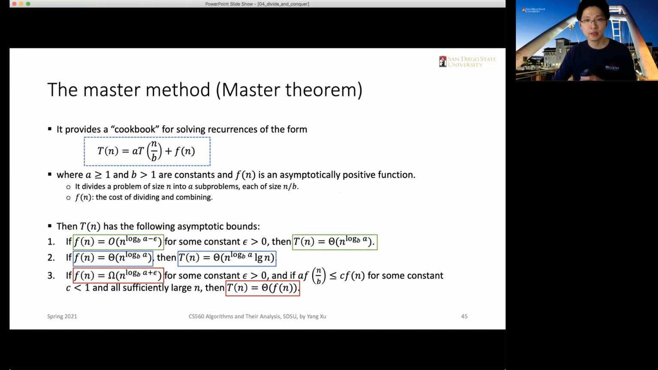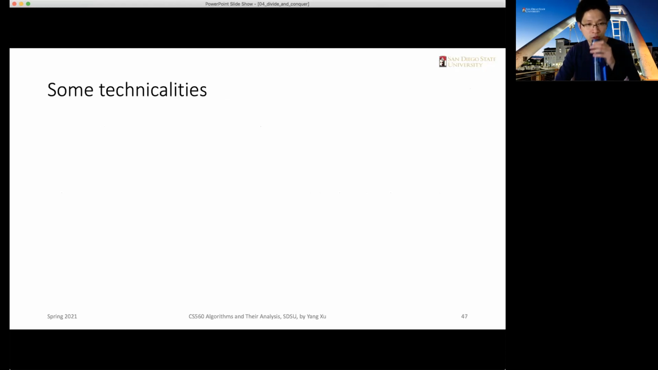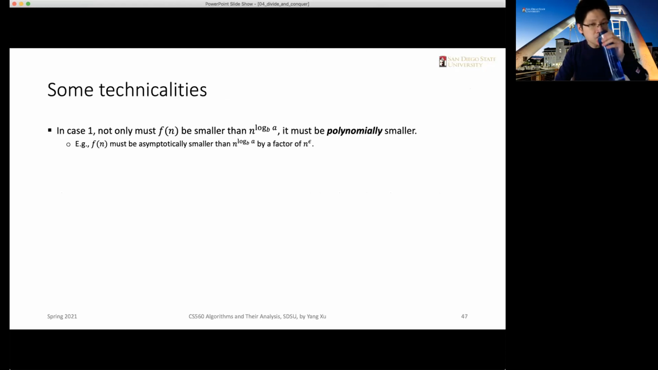Now let's look at some examples. All right, but before that, there are some technicalities that we need to pay attention to, because there's an epsilon here. This epsilon is a little bit tricky. It's not totally negligible. It is there for a reason.